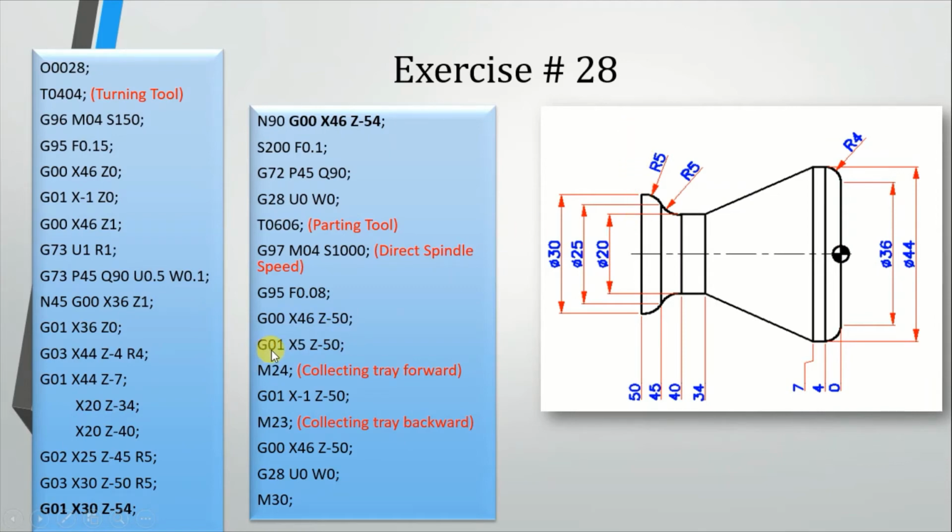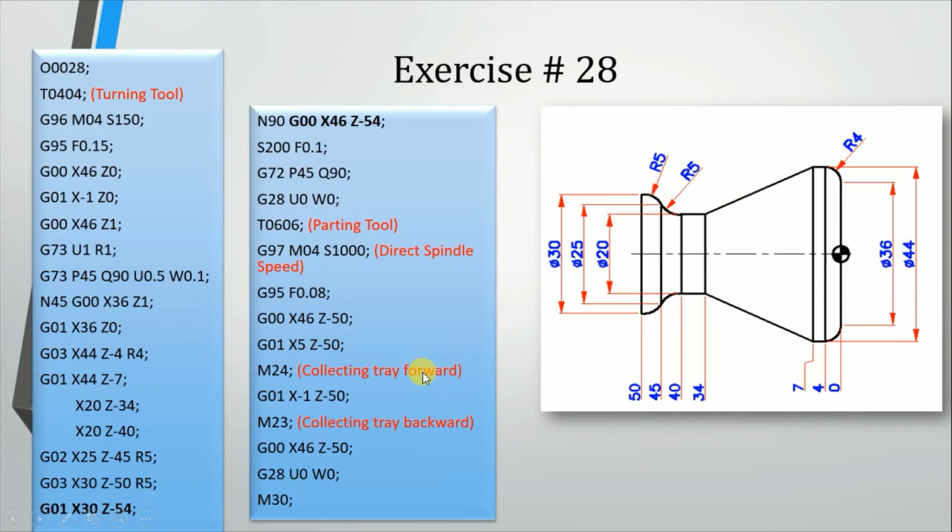And then G01 X5 Z-50, the tool will come with the G01 until X5, to somewhere here. Now after this, as I told you, our machine has a collecting tray, which means when the tool cuts this workpiece automatically, there is no need to open the safety door. You can collect it from the outside, like a Pepsi machine. So when the tool reaches near X5, we give the command M24, collecting tray forward. Forward means open.